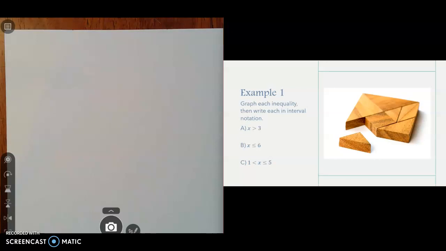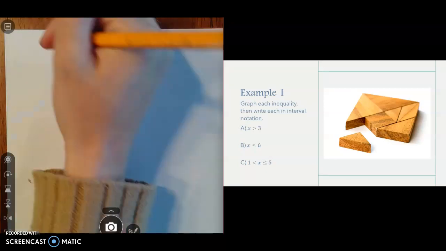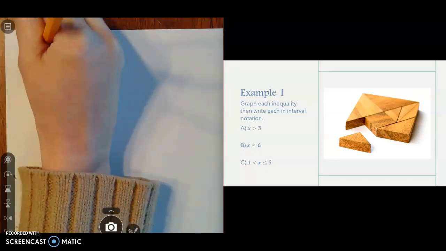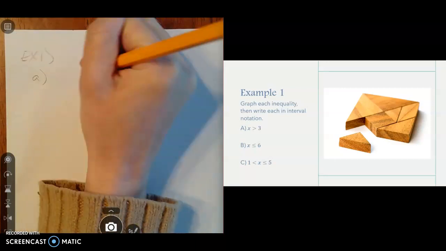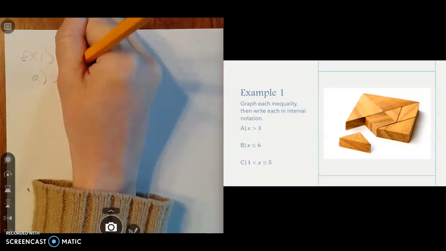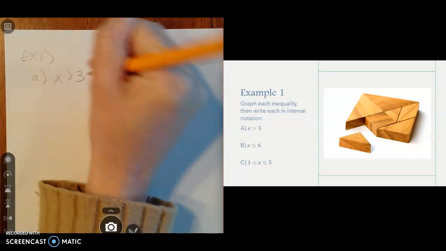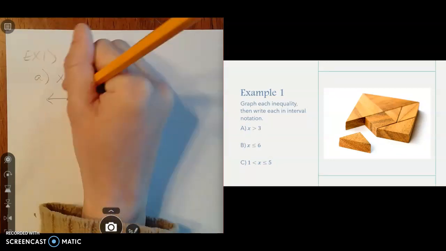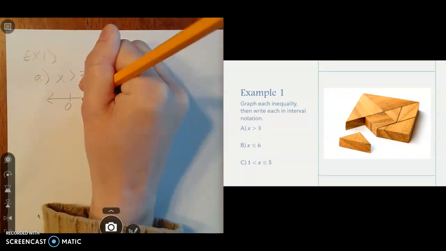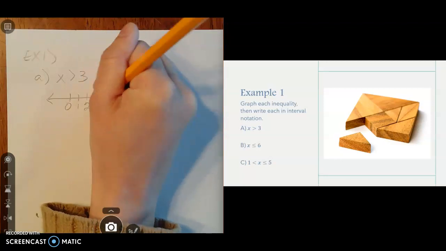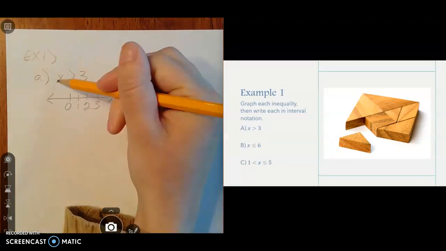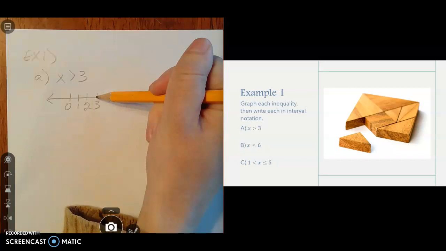Alright, so these ones are already solved for you. They're just an inequality. I want to make sure you guys are okay with the graphing and okay with the interval notation. Okay? So this is example 1. The first one I have is x is greater than 3. So if I were graphing this on the number line, I'm going to have 0, here's 1, 2, and 3.